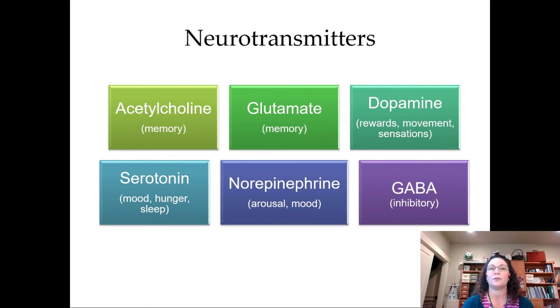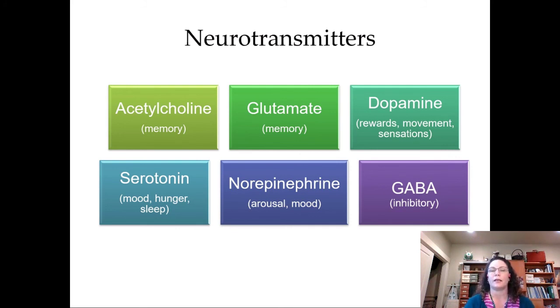GABA is something they really underestimated the importance of for a really long time because it's purely inhibitory. It's one of those ones that I mentioned before where if the neighboring cell receives GABA, the basic message is don't pass this on.